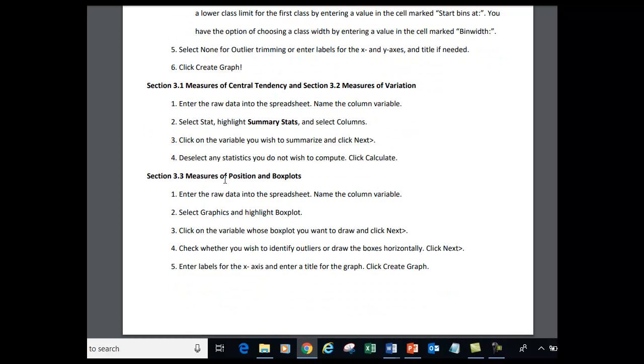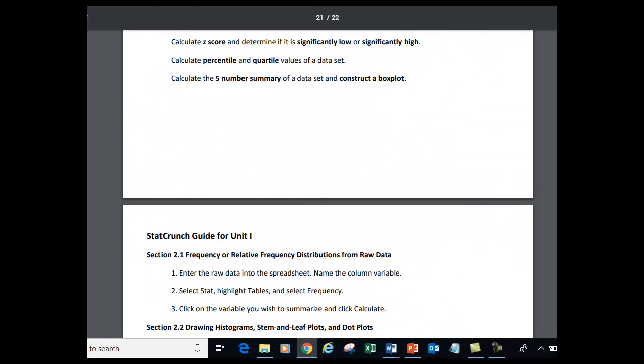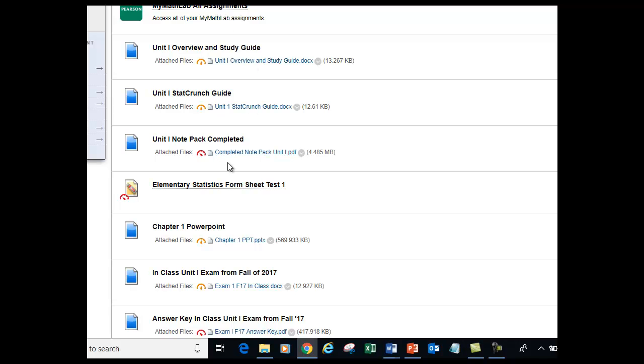The last thing, Section 3.3, I did in a video. You're going to need to do that on paper, so you're not going to really be doing that in StatCrunch, although you might for some of your homework if that's what you choose to do. So I just wanted to remind you of those things. So those things are posted there.